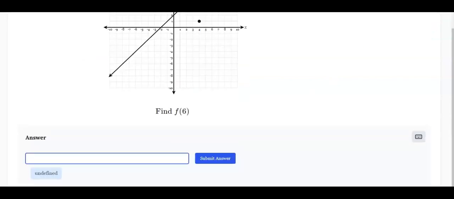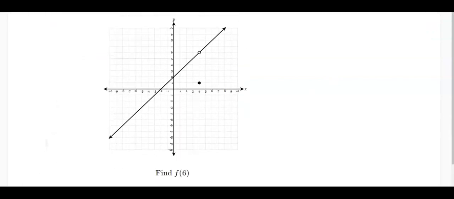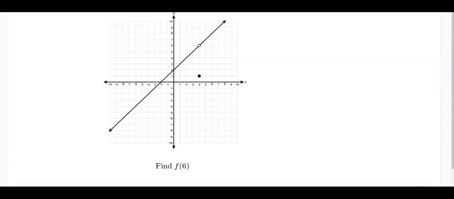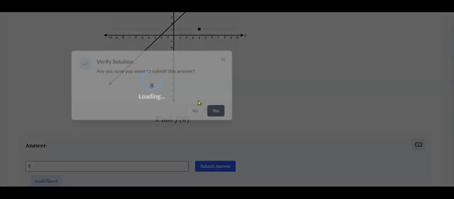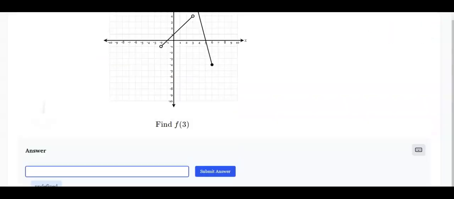Again, one more time, when you are given a function and you are asked to find a specific value, this is the x-coordinate, so we go over to the x-coordinate of 6 and we go find our graph. Our graph happens to be located again at the number 8, so I'm going to type that here into the answer box.